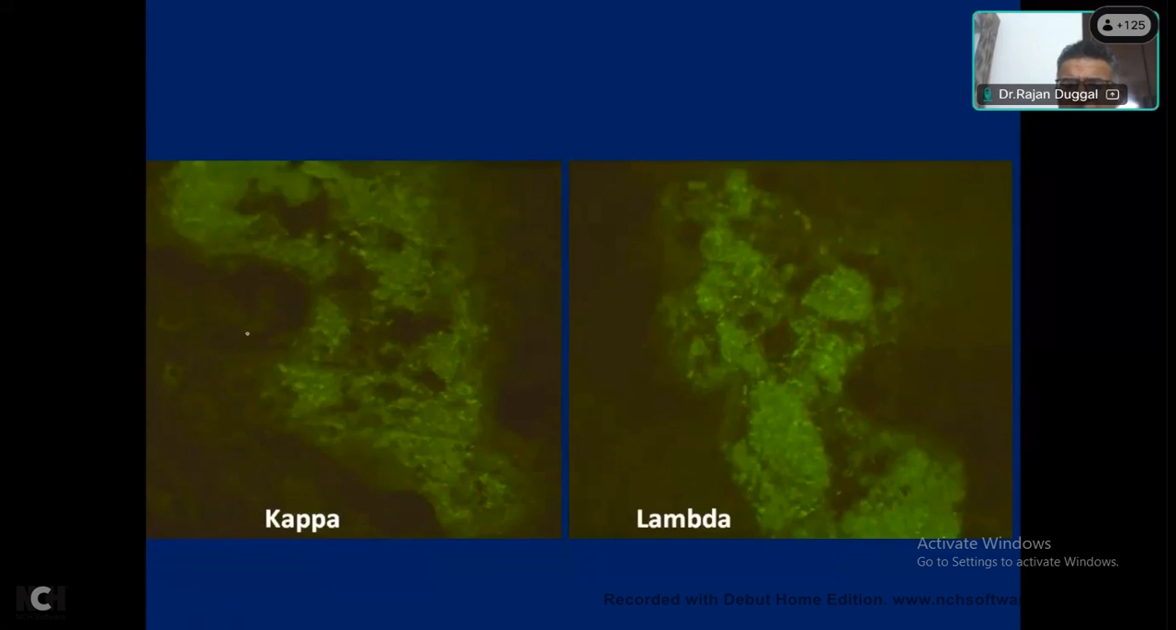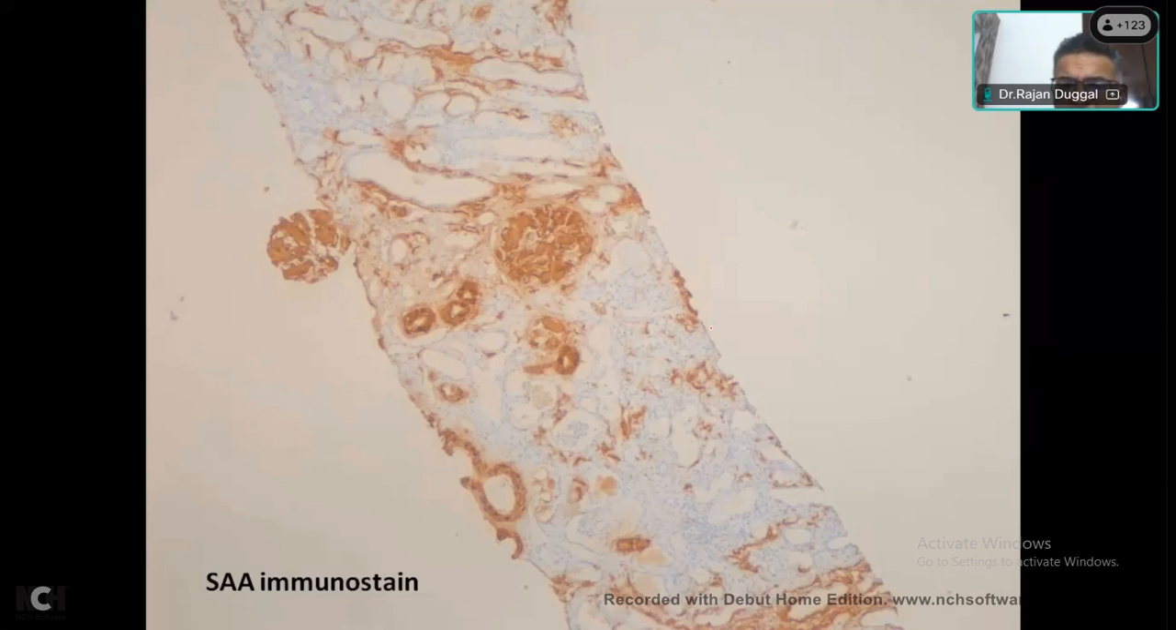These are some of the tubules which are showing protein absorption droplets. They are also showing similar staining with kappa lambda, so definitely no light chain restriction. So what is the next step? We did SAA, the secondary amyloid stain, and it is positive, showing that the amyloid deposition is due to AA amyloid, secondary amyloidosis. It is highlighting wherever the amyloid is deposited in the glomerulus and around the blood vessels, and also in the interstitium you can see this deposition.